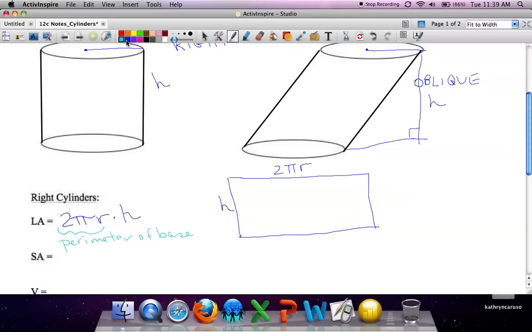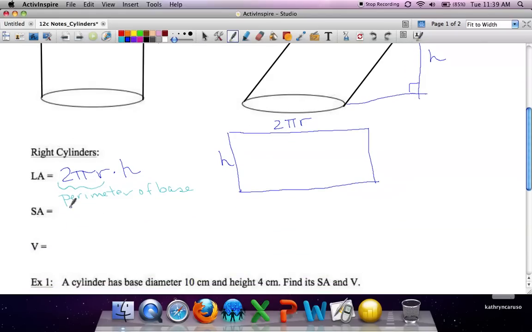The total surface area of a cylinder includes the top and bottom, so we would take the lateral area, which is 2 pi r h, which we just talked about, and we would add that to the area of the two bases. The two bases of a circle would be 2 times pi r squared. So that's the general surface area formula of a cylinder.